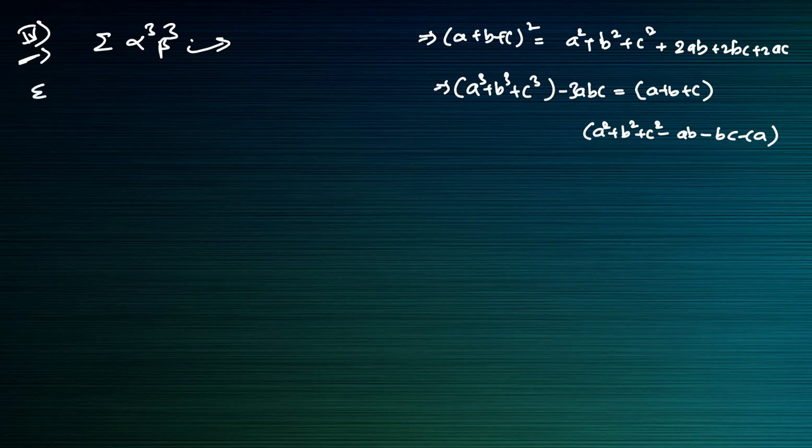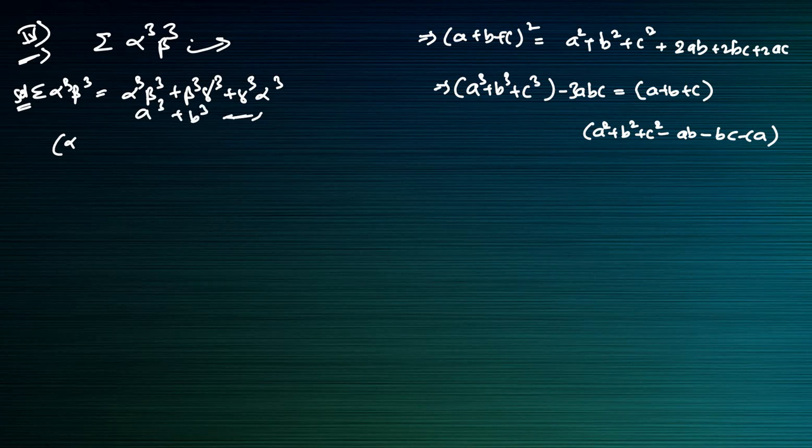Now first we'll take the solution here. The given question is alpha cube beta cube plus beta cube gamma cube plus gamma cube alpha cube. So this is the question, what we have to find. Now first we will take a cube plus b cube plus c cube. First I will find (alpha beta plus beta gamma plus gamma alpha) whole square, because here we need to find a square plus b square, no? So that's why I will take this one first, okay.